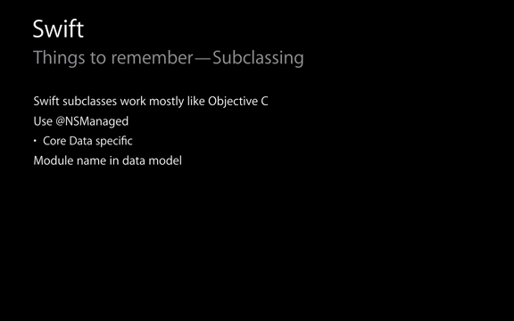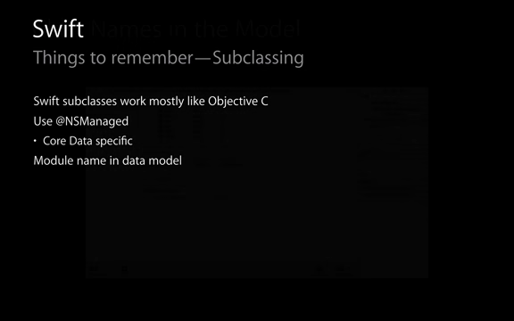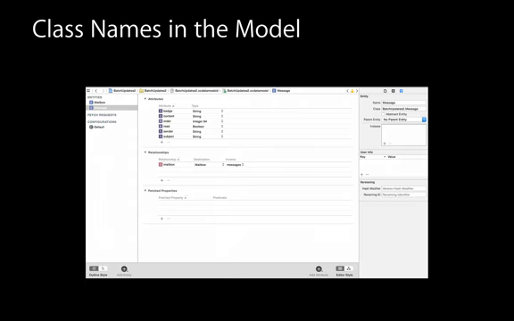The one change other than this that you'll need to remember that might trip a few of you up is that you now need to add the module name in the data model when you specify the class that your entity is going to be using. And that's just done up here in the data modeling tool where you used to specify the class. Now you need to specify the fully qualified class, namespace, .classname. But that's really the only change.